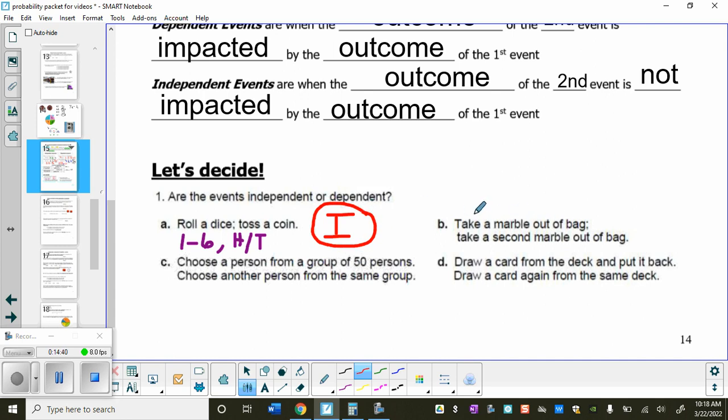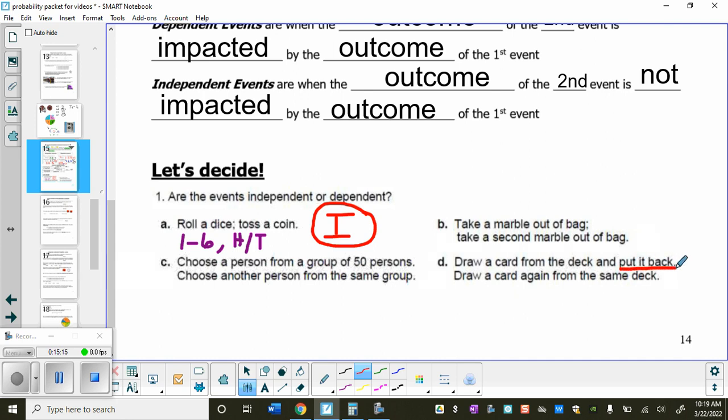Now for B, it says to take a marble out of the bag, and then it says to take a second marble out of the bag. Now the question we have is, did we put it back in or not? And it doesn't say. In this situation, what I want you to look at is right below it. Take a look at D, just this setup over here for D. Notice that in this one it says we're going to draw a card from the deck and put it back. Then we're going to draw from the same deck again. So it's going to tell you if you're putting it back.